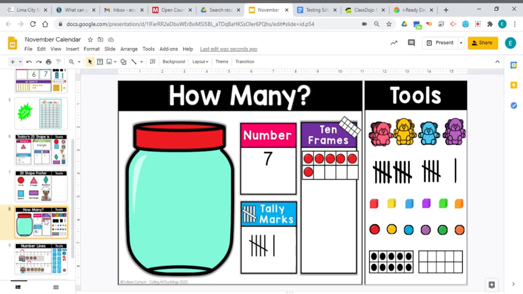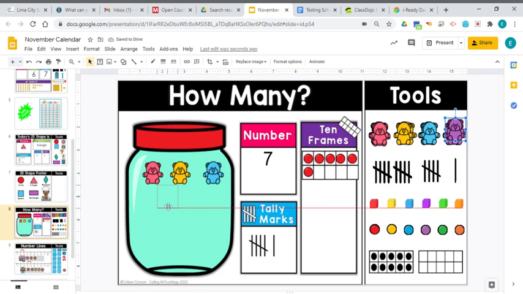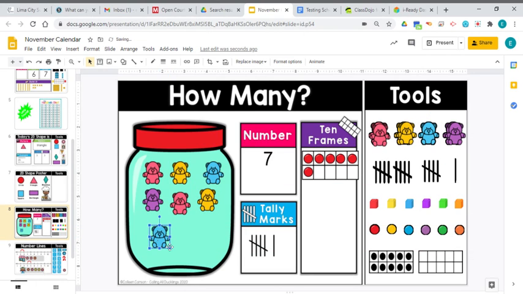So we are going to review one of the numbers that we already had, and that is the number 7. So I'm going to count and scoot 7 bears into our jar. So I want you to count with me. Are you ready? Here's 1, 2, 3, 4, 5, 6, and 7. 7. 1, 2, 3, 4, 5, 6, 7 bears.